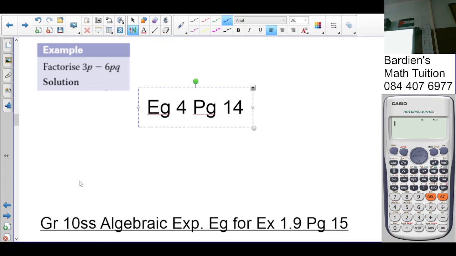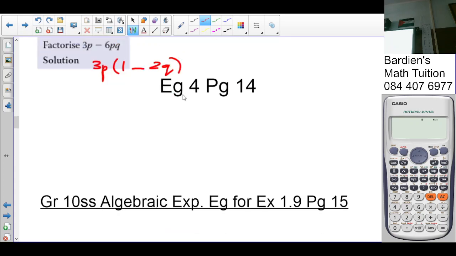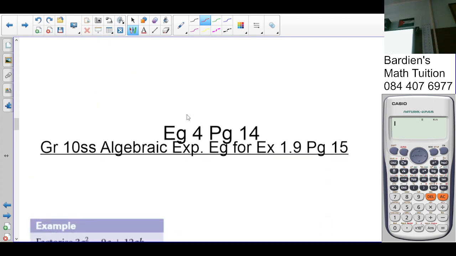Example 4 on page 14, we are asked to factorize 3p minus 6p cubed. So what is common here? 3p. What are we left with? 1 minus 2p squared. And we can check if we are correct by using the distributive law. 3p times 1 is 3p, and 3p times negative 2p squared is going to be negative 6p cubed. Remember that factorization is the inverse or the reverse of products. Okay. Let's go to the next one. I'm moving too fast.